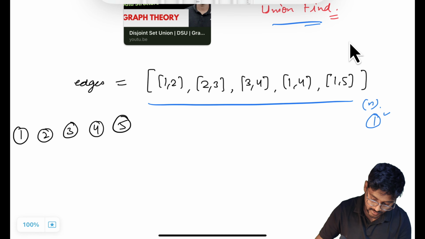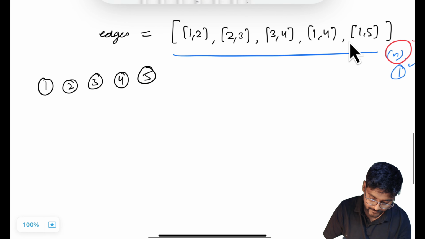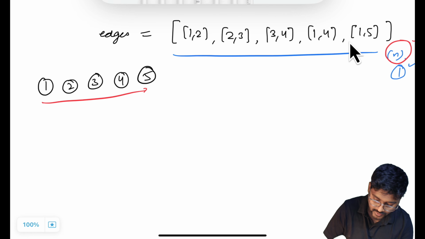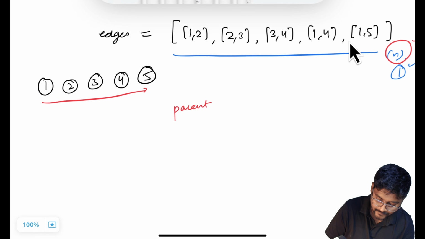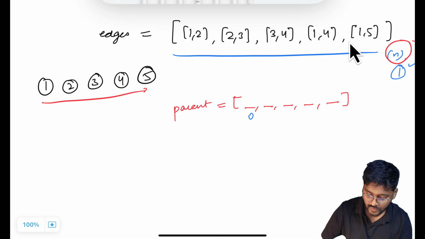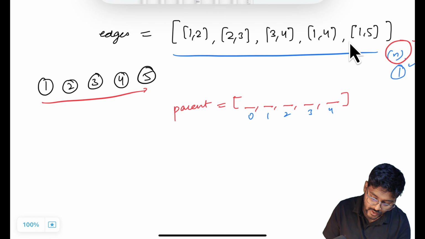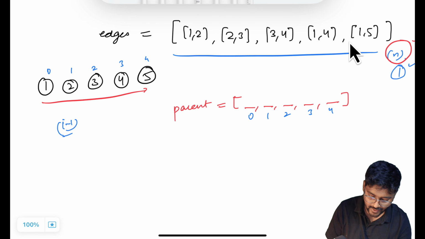We already know that in disjoint set, if we have n edges and the nodes are also n, as given in the problem statement, we usually require a parent array of size n. 1, 2, 3, 4, 5. Let's say the indices are 0, 1, 2, 3, 4. Initially, these will store the parent of every single node. Parent of the 0th node. Nodes are from 1 to n, so let's assume that when we are dealing with the parent array, I will just do i minus 1 or j minus 1.